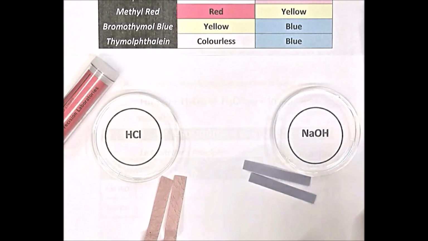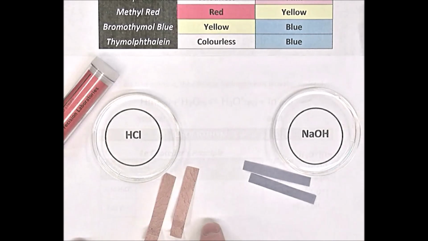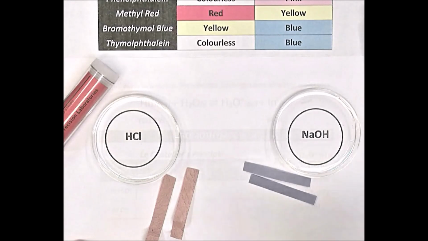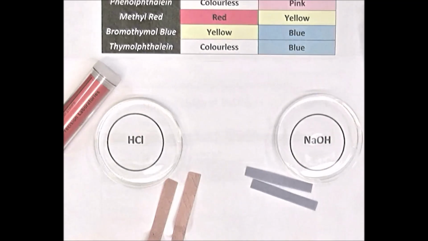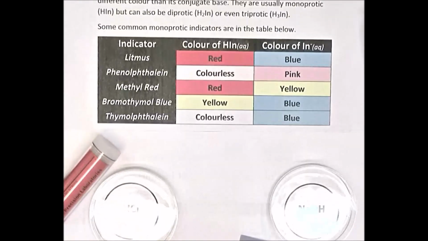Litmus paper is simply a piece of filter paper that has litmus soaked into it. The red version has the acid form of litmus soaked into it. That's why it starts off red colored. The blue litmus paper has the conjugate base version of litmus soaked into it, so it starts off with a blue color.